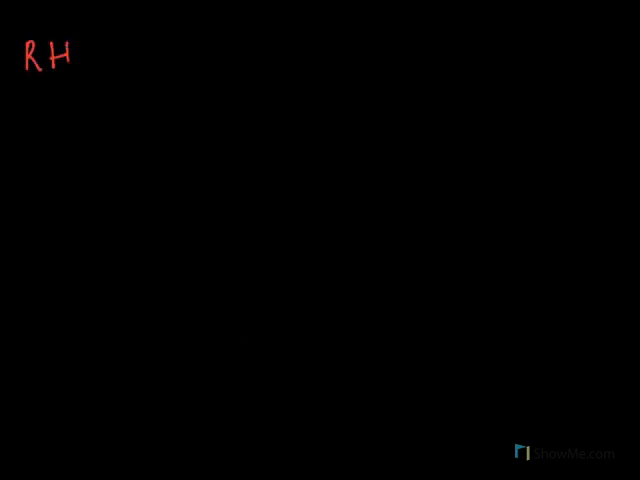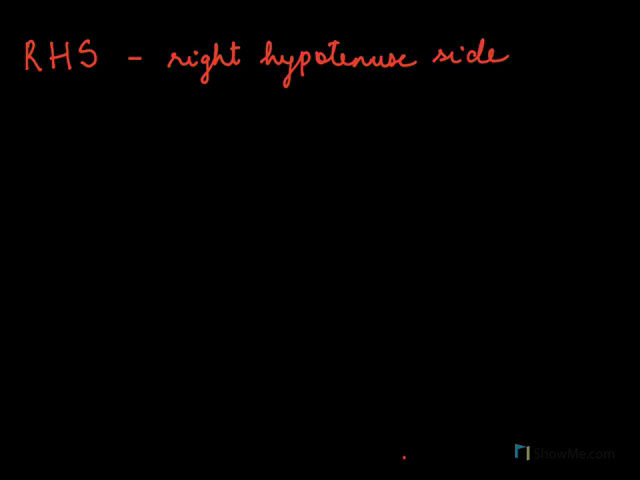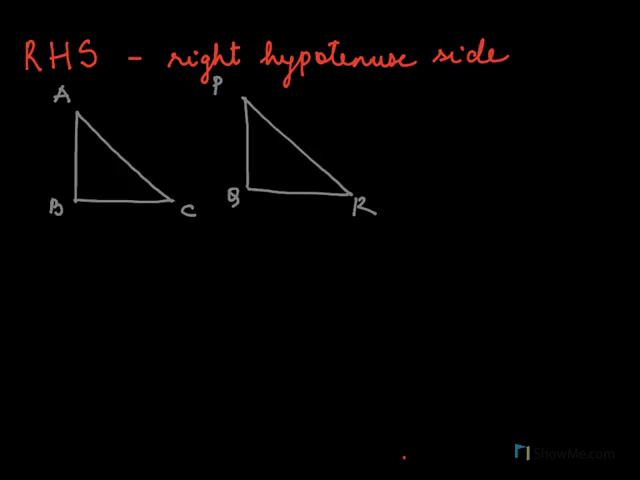And then the last one is called the RHS, and from the word you know it is right angle, hypotenuse, side. This RHS test can be used only in a right triangle. It cannot be used in any other triangle. So here we have two triangles which are right, they're 90 degrees, and as the test says, we have to show the hypotenuses are equal.